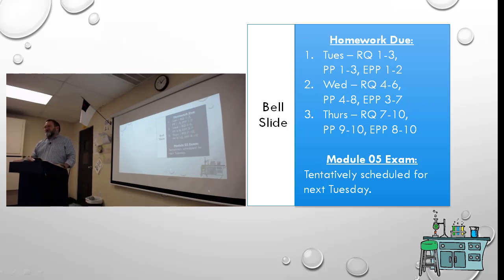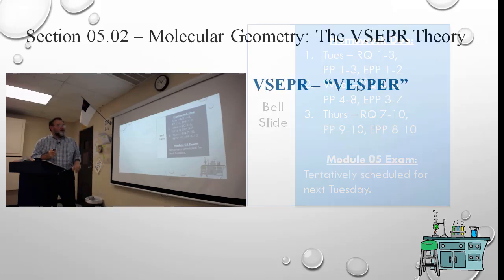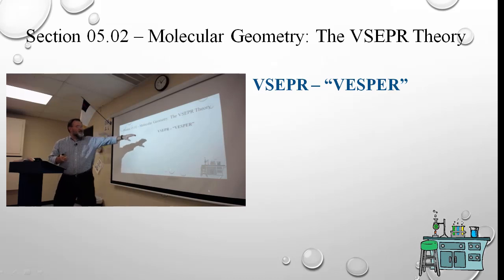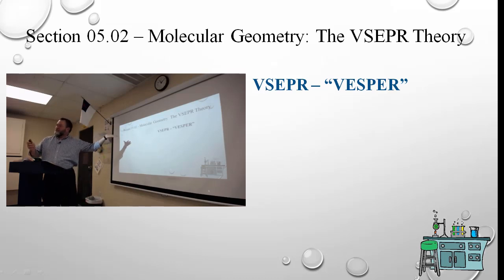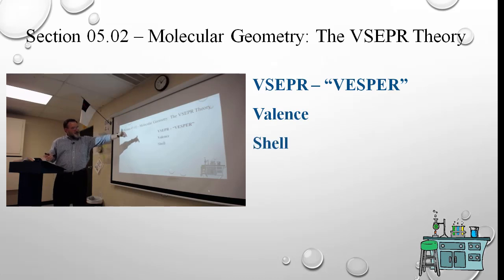Vesper. What's Vesper? Ma'am? Valence shell electron pair repulsion. You can read your own handwriting. That is amazing. Okay, so it's pronounced Vesper, but the acronym is actually VSEPR. But we don't say VSEPR, we say Vesper. But it stands for valence shell electron pair repulsion.